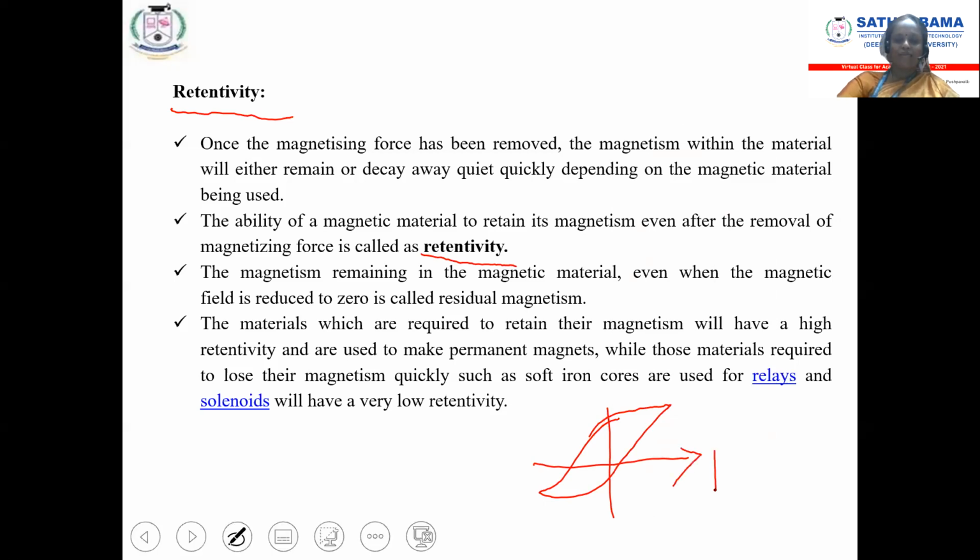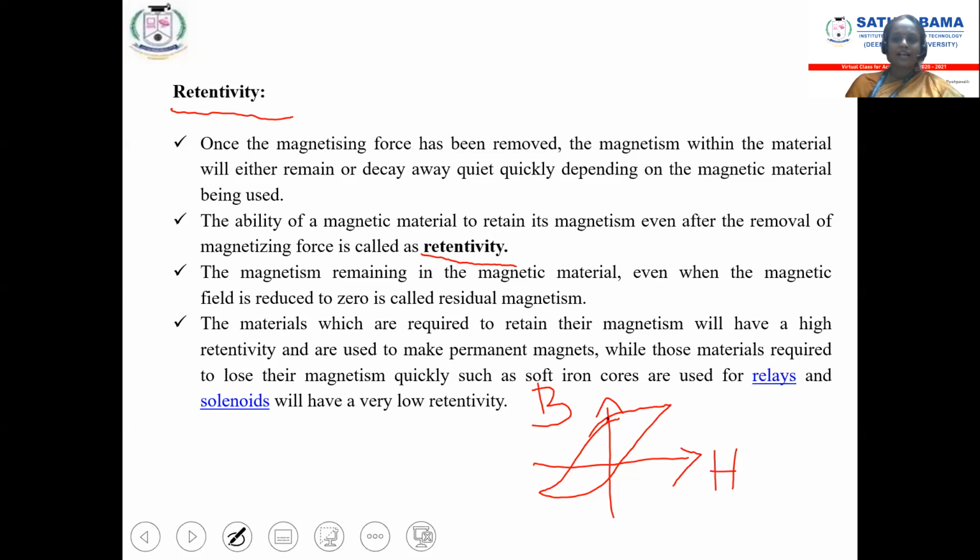Even when the magnetic field strength is zero, there will be some magnetism, even after the removal of the magnetic field. That is called residual magnetism, and that is retentivity. It is mainly used, as you all know, in designing any relay or solenoid, where they will want a lower retentivity. Depending upon the material also, the retentivity will vary.